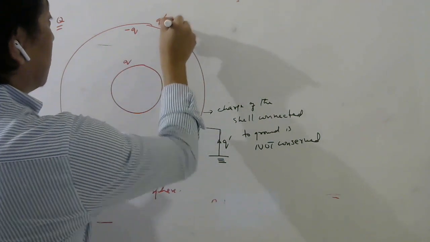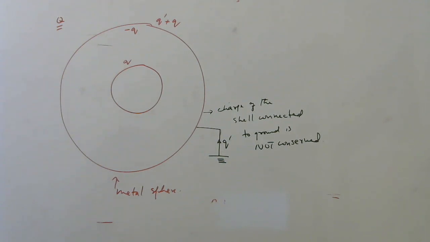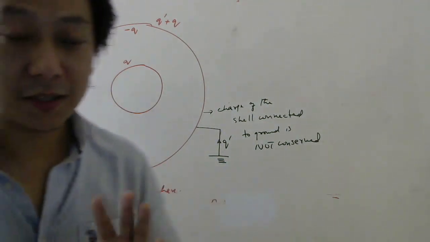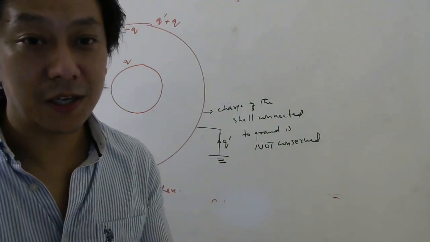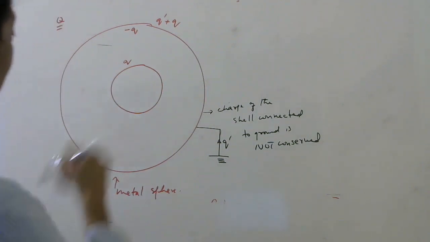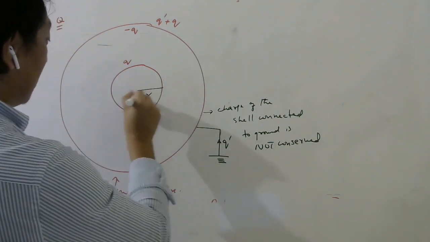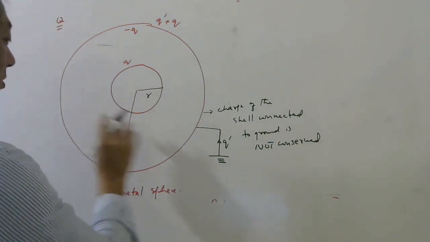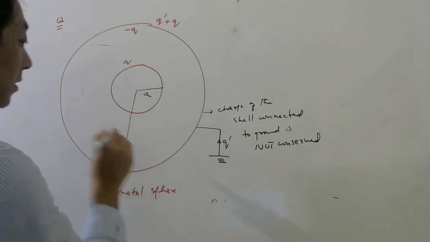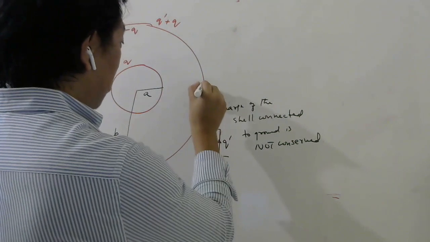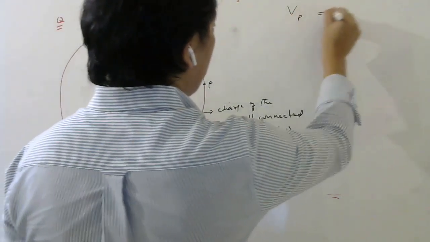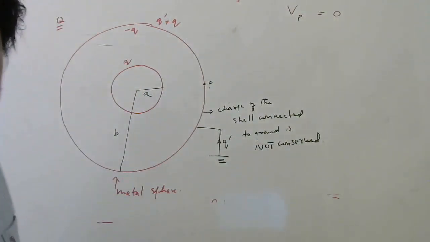plus q. Okay, students. Now, how to find q dash? Very simple. Whichever sphere is connected to ground, you know the potential of that sphere has to be 0 because it is connected to ground. So let us say this radius is small r, this radius is capital R. Or you can write A, B, your wish. Let me write A here, B here. So let me take any point here, P. So potential at P has to be 0 because it is connected to ground.